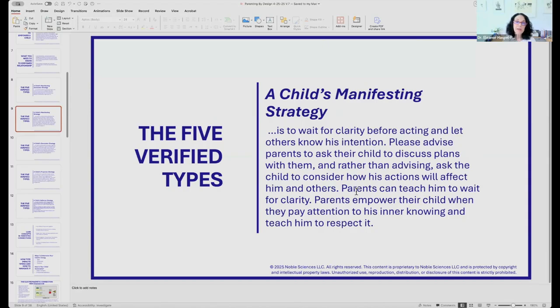Also, if the child is a manifesting generator or a manifester, others need to know what they are planning to do. So as a parent, you want to discuss plans. You want to teach a manifester and a manifesting generator to wait for clarity. Parents empower the child when they pay attention to the child's inner knowing and they respect it.